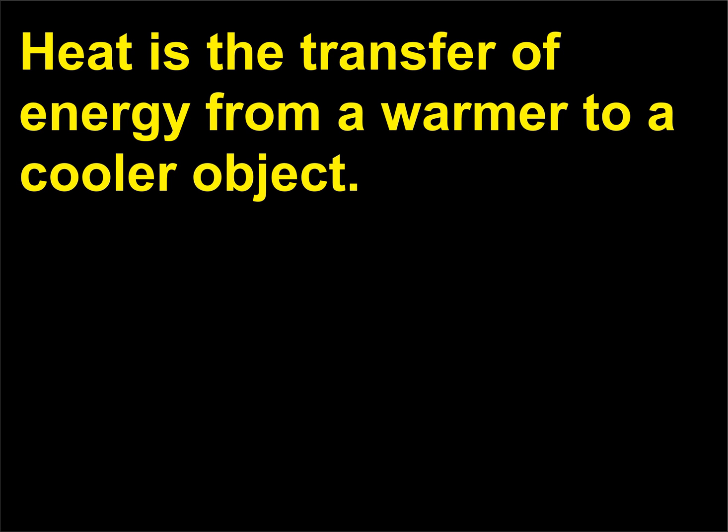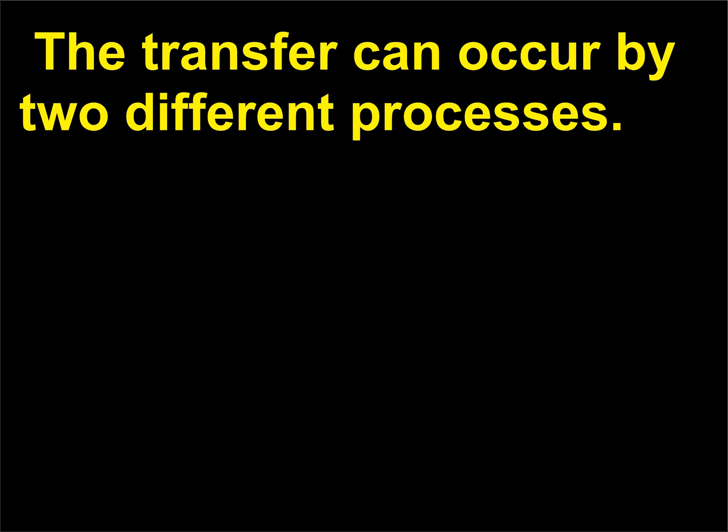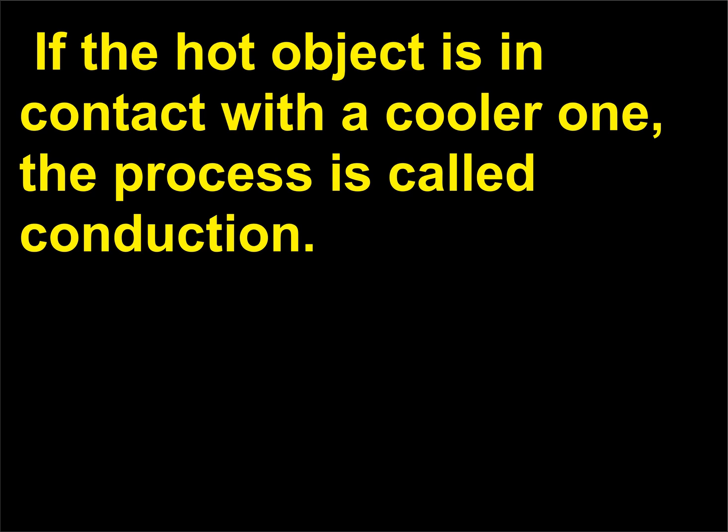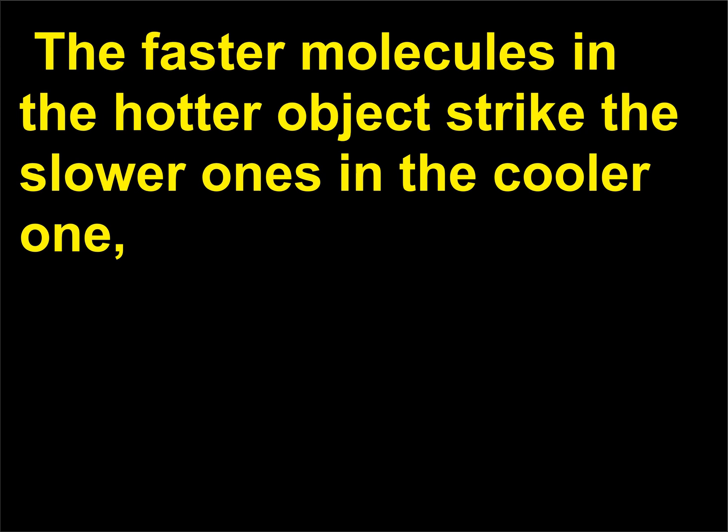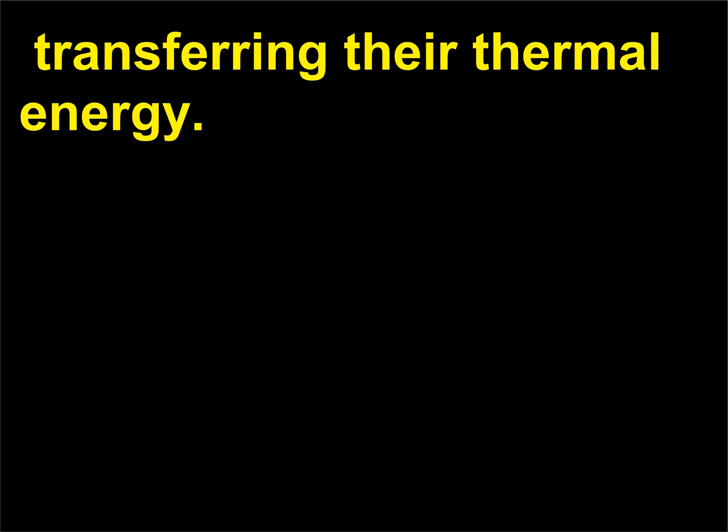Heat is the transfer of energy from a warmer to a cooler object. The transfer can occur by two different processes. If the hot object is in contact with a cooler one, the process is called conduction. The faster molecules in the hotter object strike the slower ones in the cooler one, transferring their thermal energy.